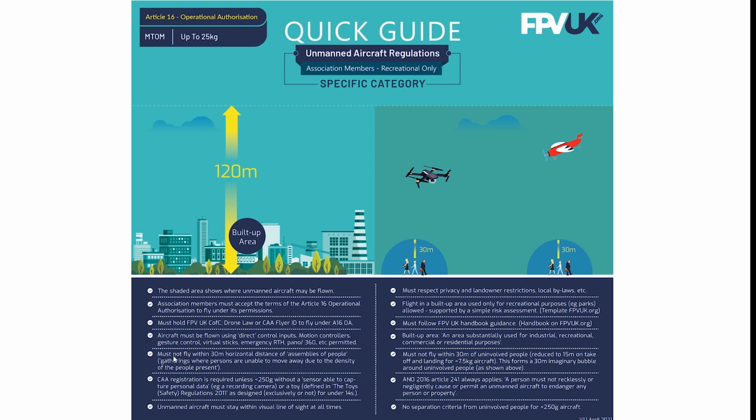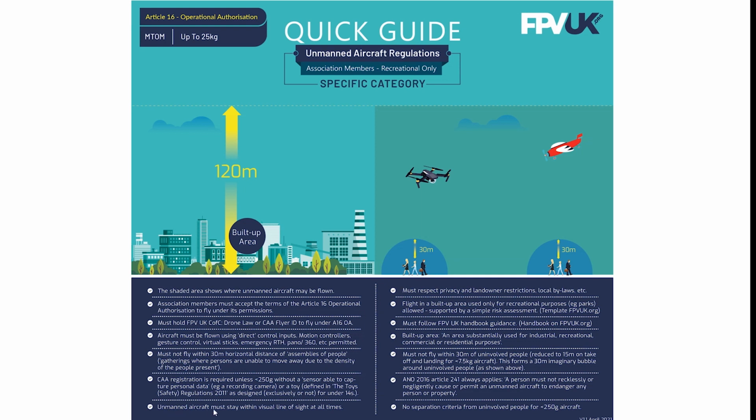The other thing about distances from uninvolved people, we've got this: you must not fly within 30 metres horizontal distance of assemblies of people. So an assembly is a gathering where persons are unable to move away due to the density of the people present. So if you imagine a concert, there's maybe 10,000 people in a very small area, and they can't get out of the way if a drone comes towards them. So we must not overfly that under any circumstances. You have to keep at least 30 metres horizontal distance from an assembly of people. Other things to mention, there is no separation criteria for uninvolved people for sub 250 aircraft. So this doesn't actually apply for sub 250.